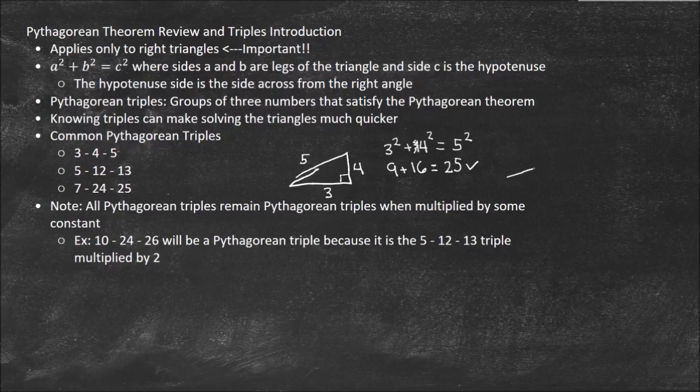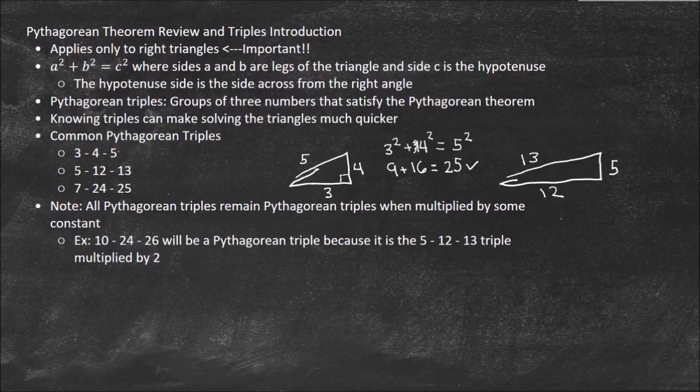Let's do the 5, 12, 13, which is another common Pythagorean triple. So what you can do when you know these is that when you're given two sides, say you were given sides 3 and 4, without even doing the math, you could say, oh, well, the diagonal is going to be 5. The hypotenuse is going to be 5 because it's a triple. So let me write this here.